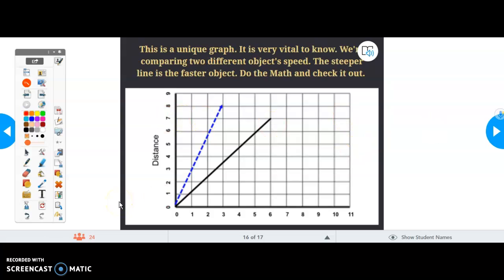Now, when I see an object like this, and you could have 3 lines, maybe a human, a pig, and a cheetah. We've seen that question before. When I see this, what do I automatically know about this graph? You have a black line and a blue line. Who is the fastest? Yes, ma'am. The steepest line, the blue line. You don't have to stress about that, do you?